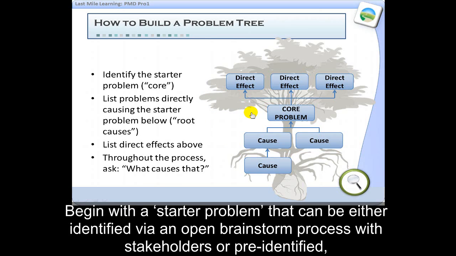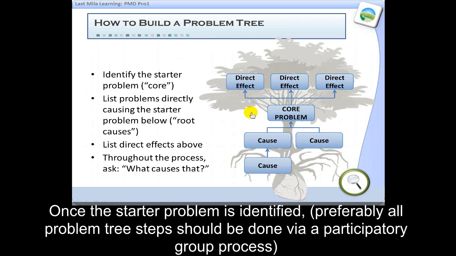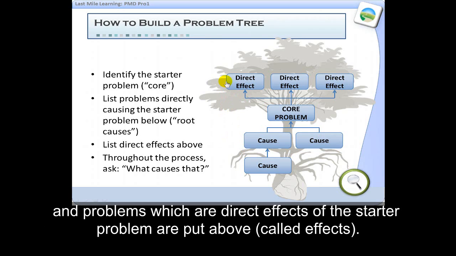So beginning with the starter problem that can be either identified via an open brainstorm process with the stakeholders, or it can be, in some cases, pre-identified based upon a preliminary analysis of existing information. Once the starter problem is identified, and preferably all of these steps should be done in a participatory manner through a group process, then the problems which are directly causing the starter problem are put below, and they're called causes, and the problems which are direct effects of the starter problem are put above, and they're called effects.